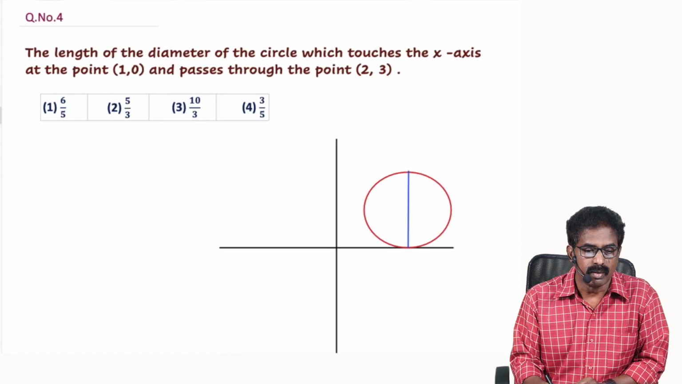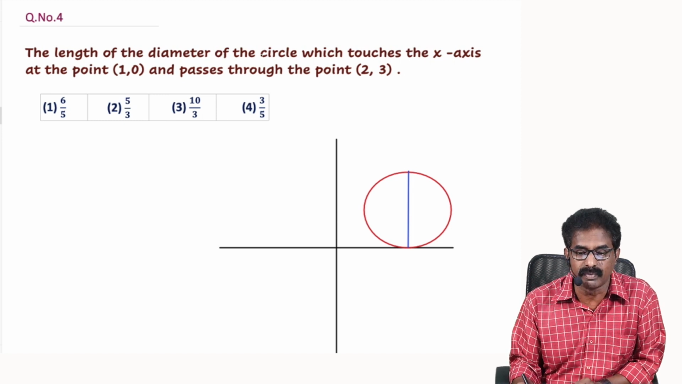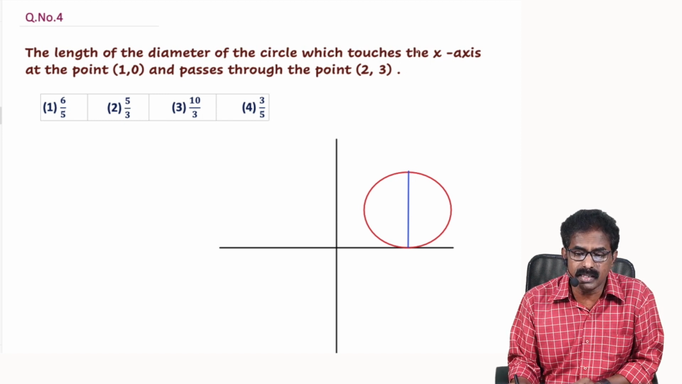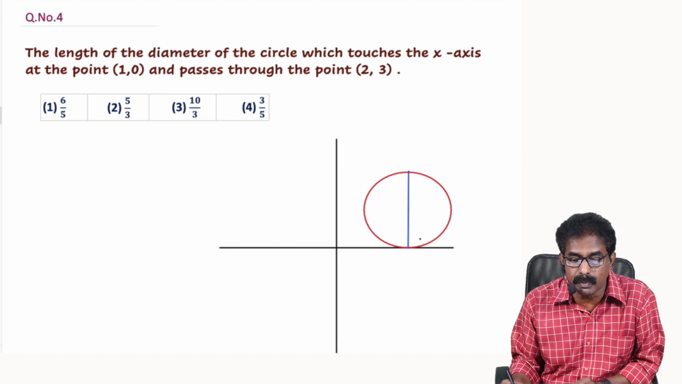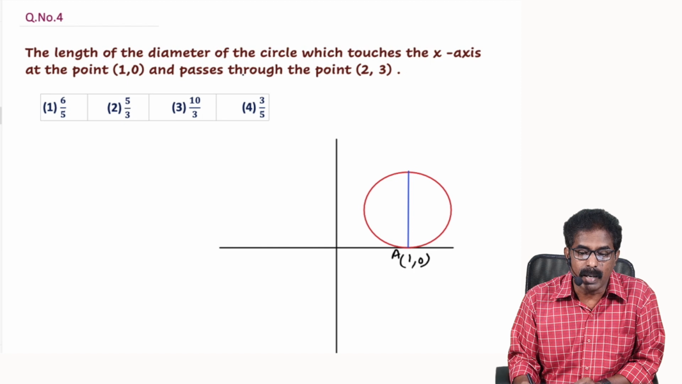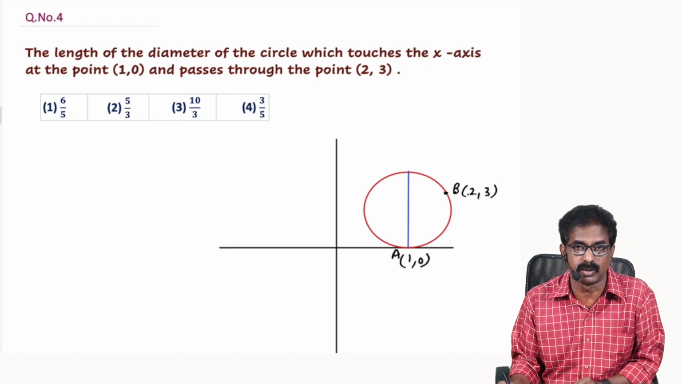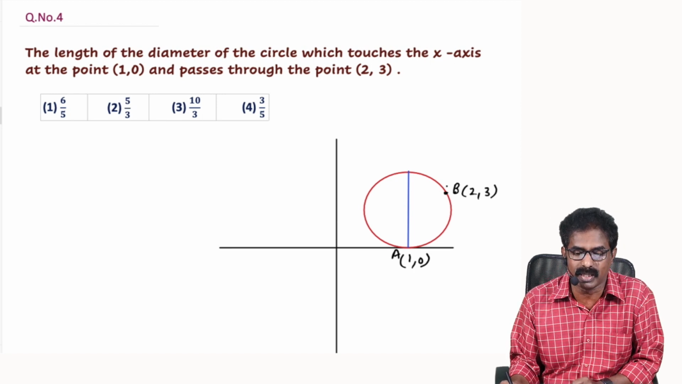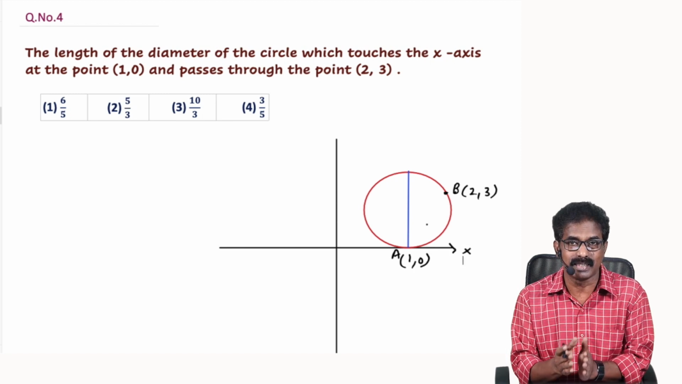Now let's go for the fourth sum. So look here. The length of the diameter of the circle which touches the x-axis at the point 1, 0. You can see the diagram. So this point is what? 1, 0. I am taking that point as A. And it passes through the point 2, 3. Okay, 2, 3 is somewhere here. I'm taking this point as 2, 3. It passes through, and that's drawn in the first quadrant. It touches, so now the x-axis is the tangent.